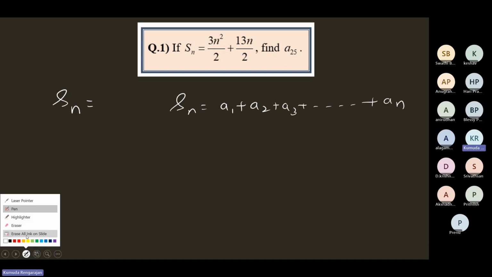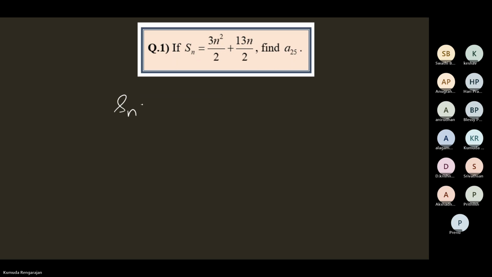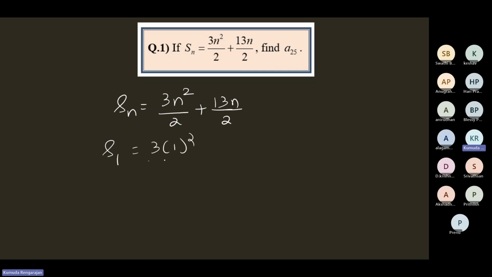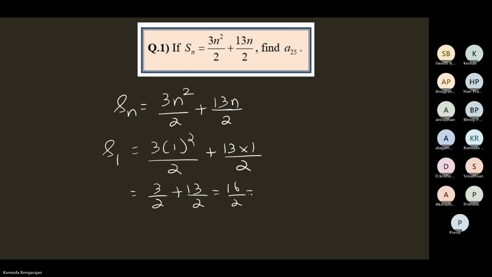So for this particular AP, Sn is given by 3n square by 2 plus 13n by 2. So now when n is 1, S1 is equal to 3 into 1 square by 2 plus 13 into 1 by 2. So 1 square is 1, into 3 by 2 plus 13 by 2, 16 by 2, which is 8. And what do we understand by S1?